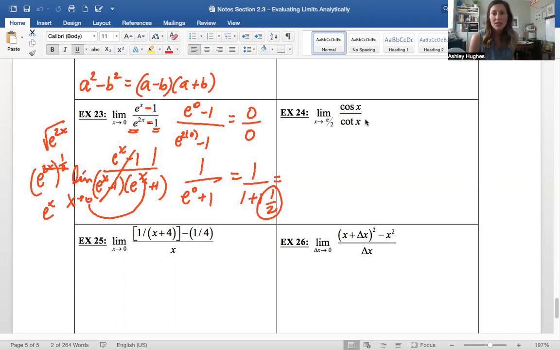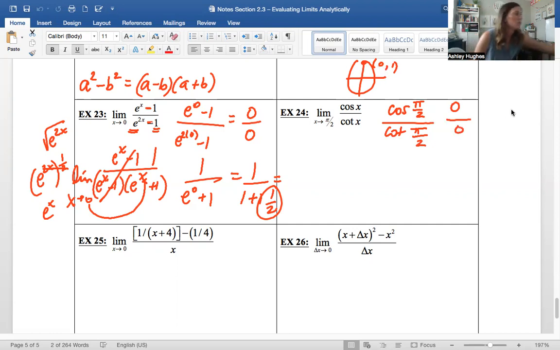Okay. Now this one, we're going to plug in pi over 2 to the top and the bottom and see what happens. Cosine of pi over 2 over cotangent of pi over 2. So cosine of pi over 2 is, pi over 2 is up here, and the x value is 0. Cotangent of pi over 2 is also 0 because it's the reciprocal of tangent. So 0 over 0 means, oh, more work to do.